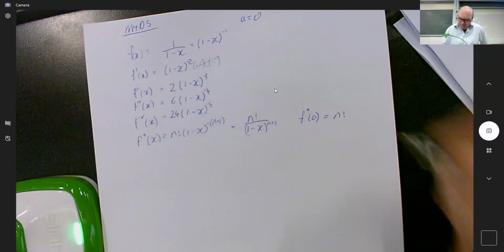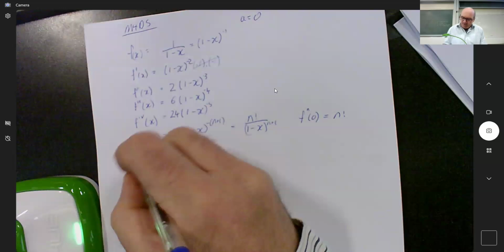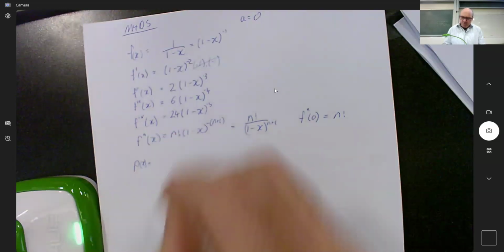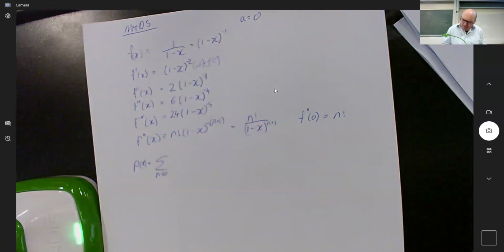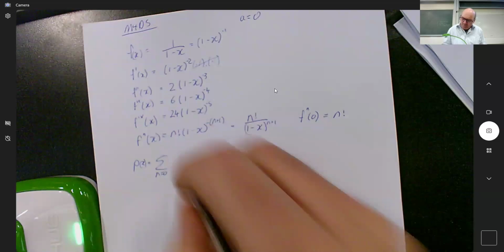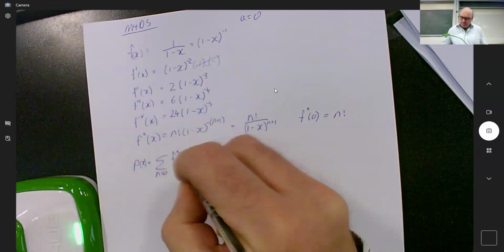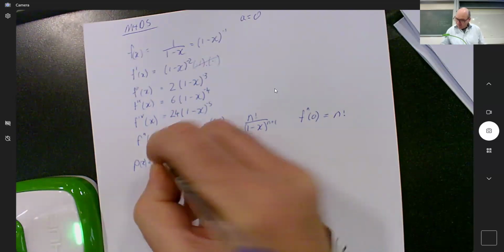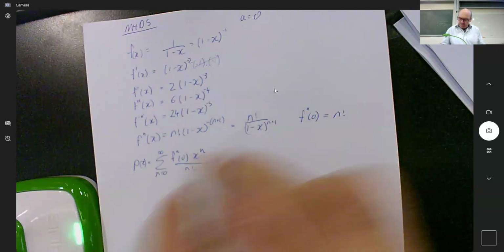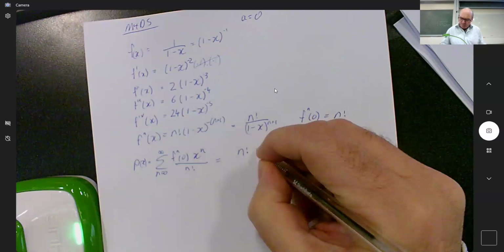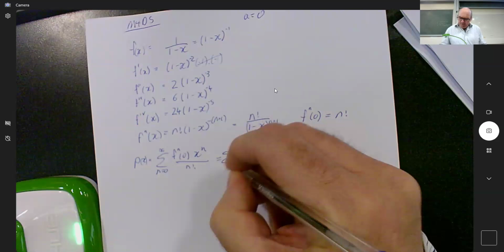And so my Taylor polynomial, or the power series, is going to be equal to the sum from n is equal to 0. And so when I put in my f^(n) of 0, x to the n on n factorial, when I evaluate at 0, that's equal to n factorial. X to the n on n factorial. That bit cancels. I should put in my sum to infinity.